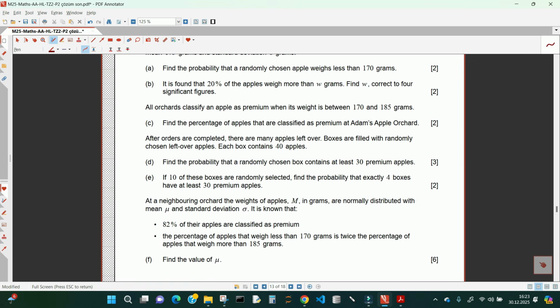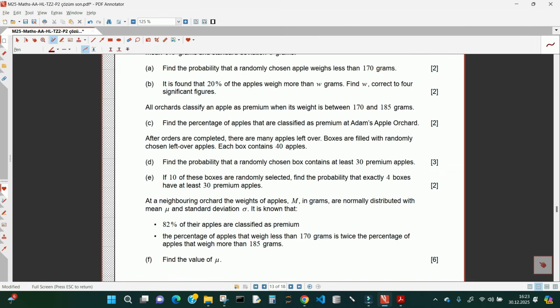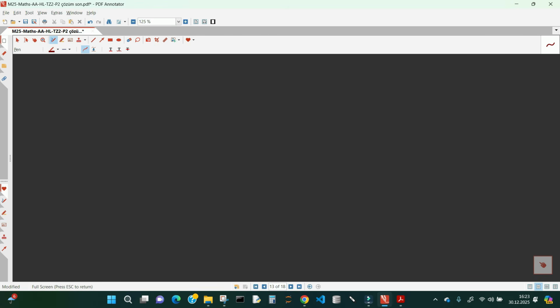So this is the inverse of the probability distribution, inverse. Can we write in here? Yeah, it's gonna be more than, right? So I will choose the greater, more than, right? So it will be 181.7.